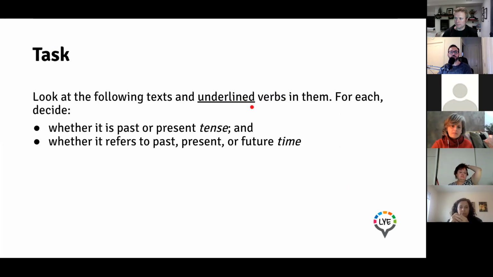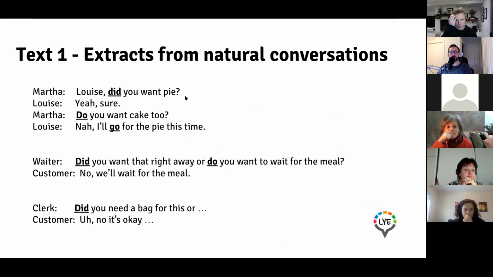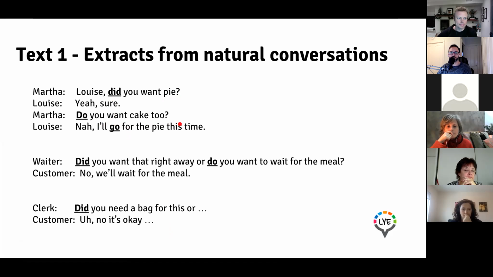But one example of this would be for everyone to, I'm going to show you two texts, and I want you to underline the verbs in them, but you can't underline them, so you're going to tell me what the verbs are. And then I want you to think about this. Are they referring to the past or present tense? And are they referring to past, present, or future time? So here's the first one. This is already kind of done for you. But I want everyone to pay attention to how here we have, did you want pie? And here we have, do you want cake too? And here we have, did you want that right away, or do you want to wait for the meal?